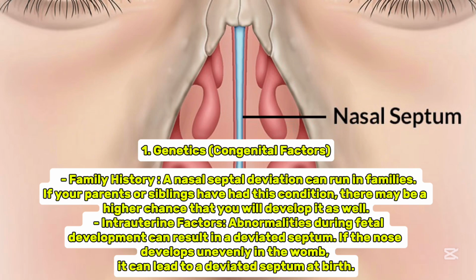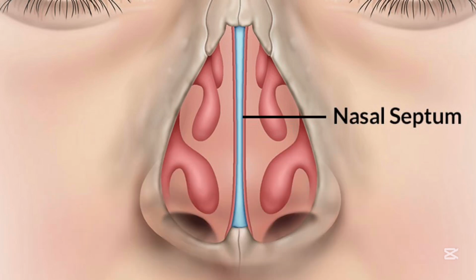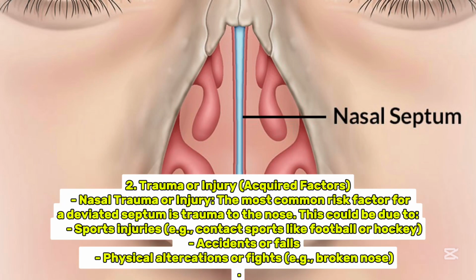If your parents or siblings have had this condition, there may be a higher chance that you will develop it as well. Intrauterine factors. Abnormalities during fetal development can result in a deviated septum. If the nose develops unevenly in the womb, it can lead to a deviated septum at birth. 2. Trauma or injury, acquired factors. Nasal trauma or injury. The most common risk factor for a deviated septum is trauma to the nose.